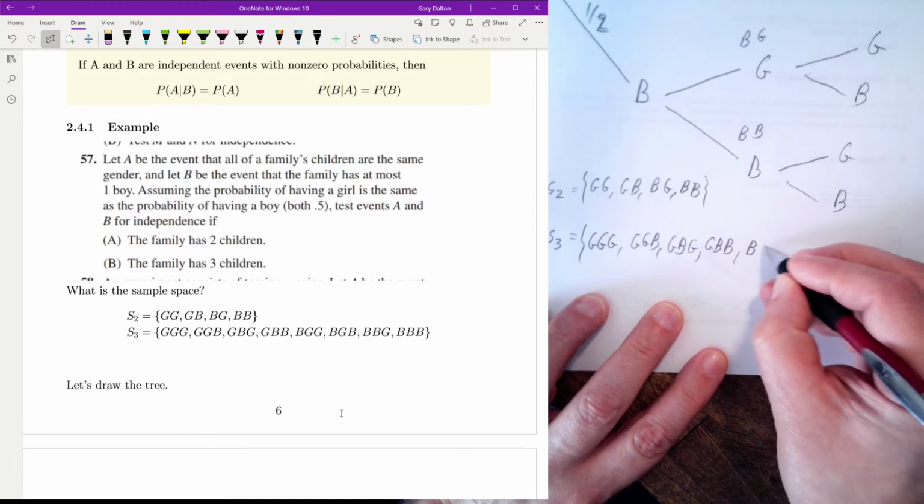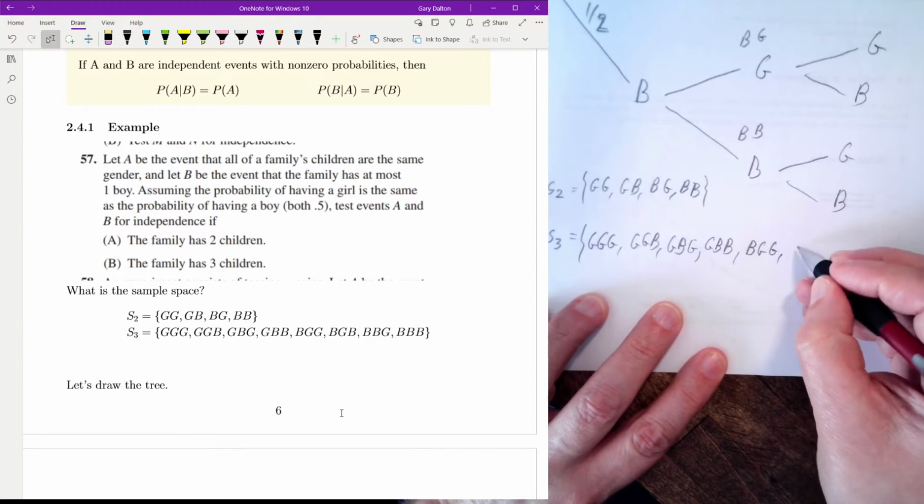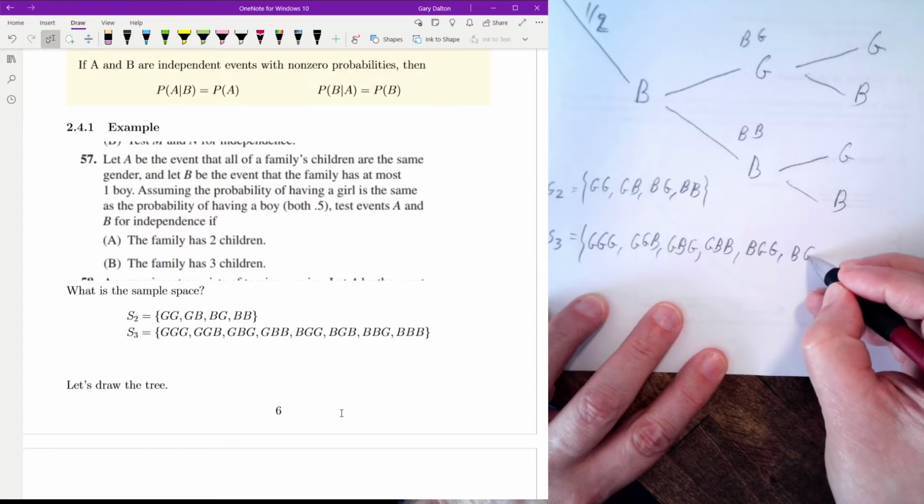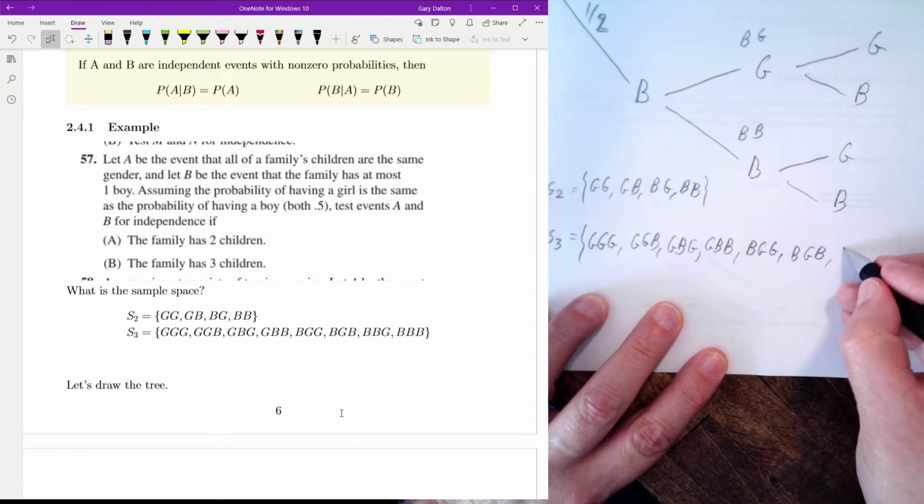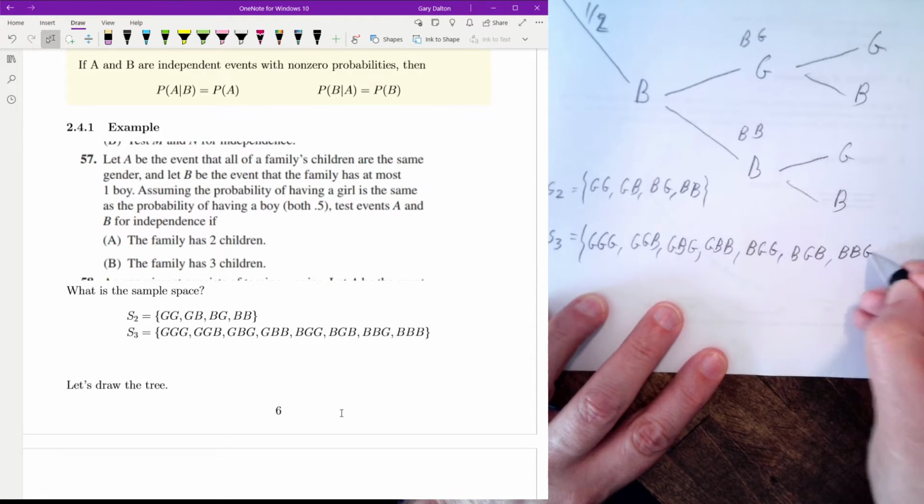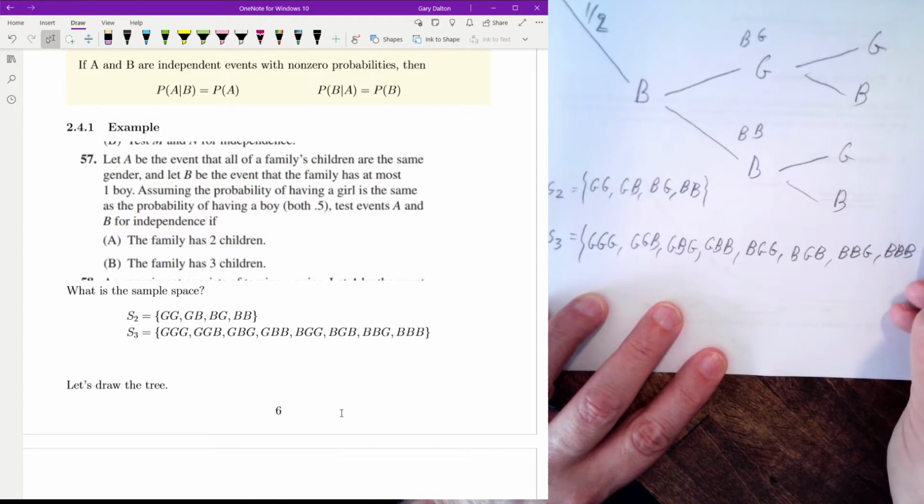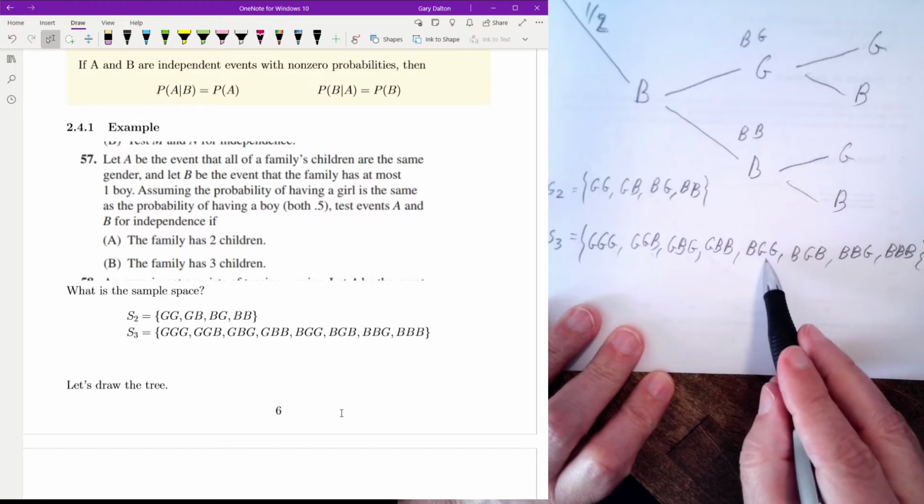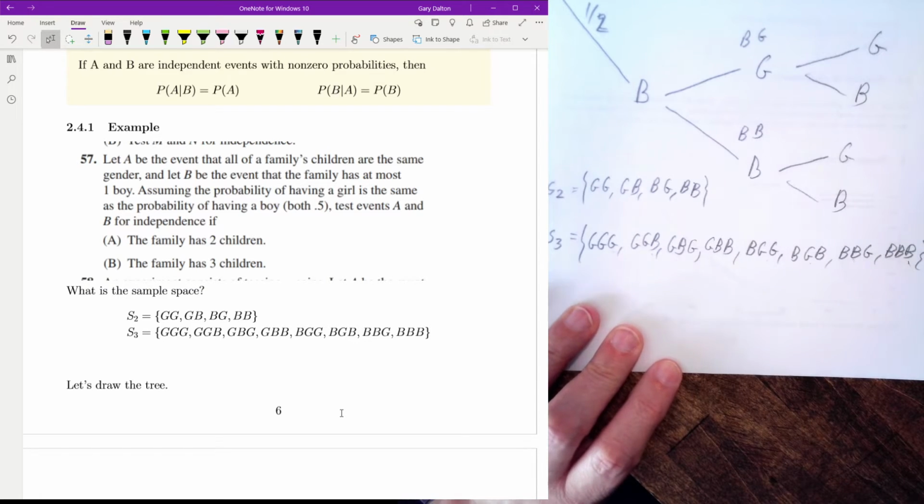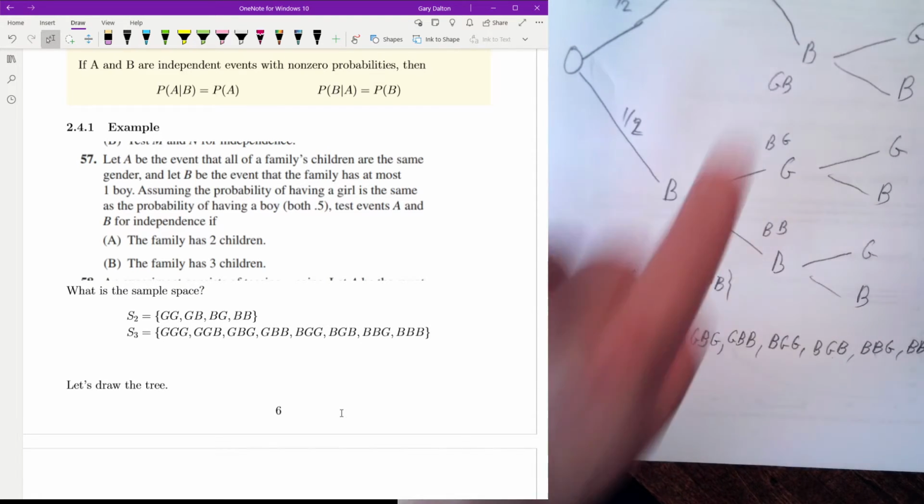So now we'll have BGG, BGB, BBG, and BBB. 1, 2, 3, 4, 5, 6, 7, 8. Okay. And we drew the tree already.